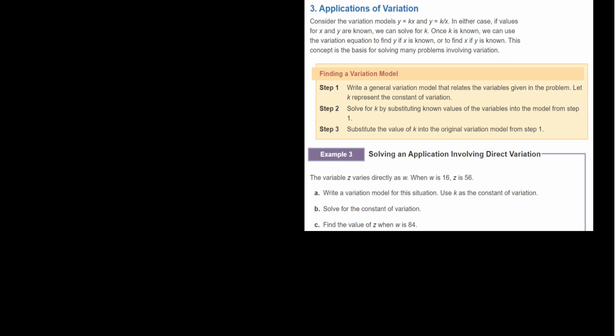Probably should have put this on another page. Maybe not. Okay, so finding a variation model. So step 1, we're going to write a general variation model that relates... honestly, step 1, step 2, and step 3, and you're going to find this as a theme in my classes.